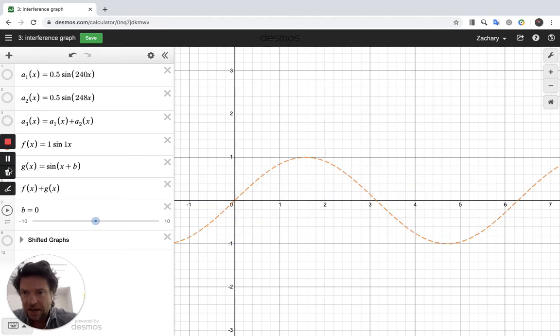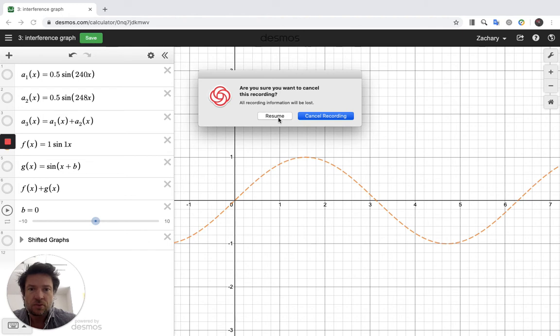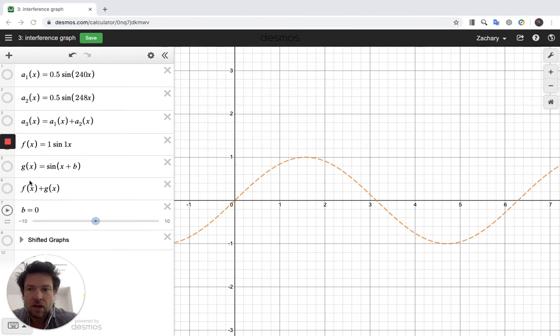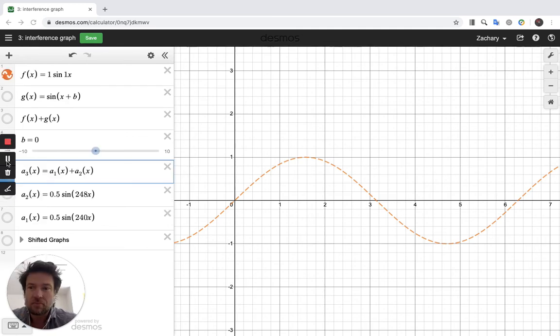Let's take a look at our base function again here, and I'm going to pause this here now so I can get a better window to click on my functions. All right, that's better. So let's turn on g of x here, which would be right now exactly the same as f of x. We can see it kind of laying on top of that orange.